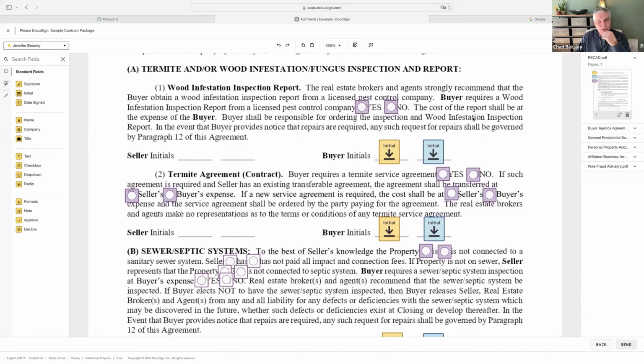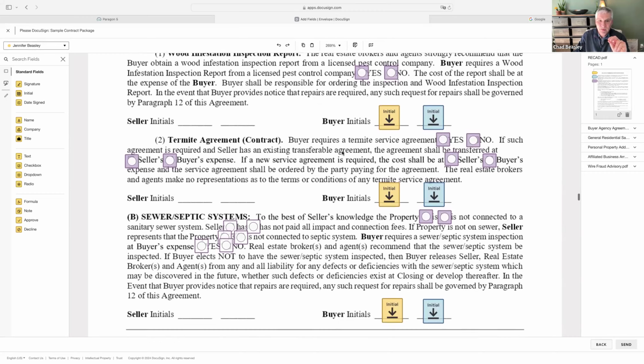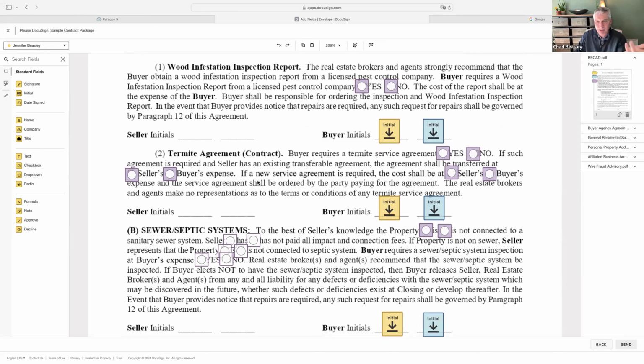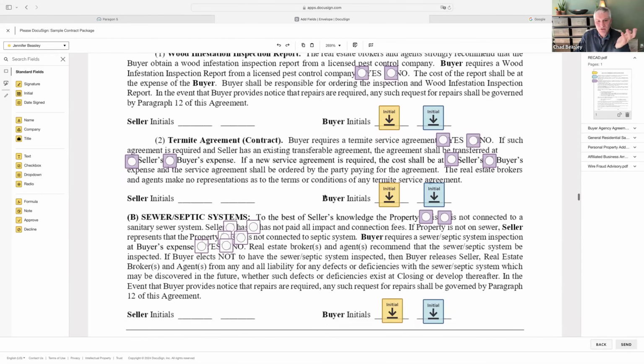So these include 3 different areas. Termite and/or wood infestation/fungus inspection and report. So your pest inspection does not fall under the time frame of your general inspection. It falls under these additional inspections. Also, it talks about who's going to pay for the wood infestation report and the transfer of the termite bond or getting a new one. And you can check yes or no whether the buyer wants a wood infestation report, and yes or no on do they want a termite bond and who's paying for that.